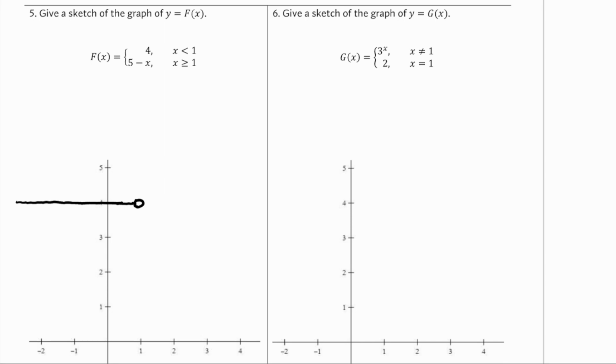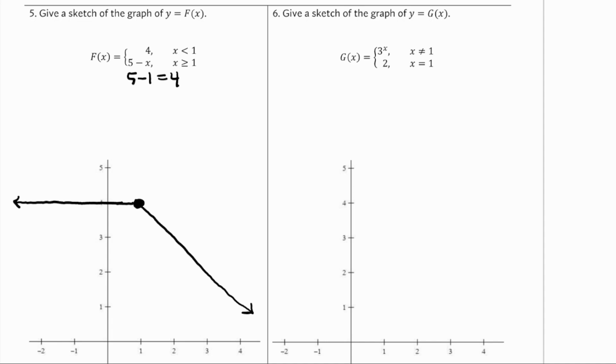So if I wanted to find where it starts, I'd plug in x equals 1 and say 5 minus 1 is equal to 4, so it's going to be at the point 1, 4. And then I'm going to go down with slope negative 1. I think that'll be pretty good. Yeah, that's great.